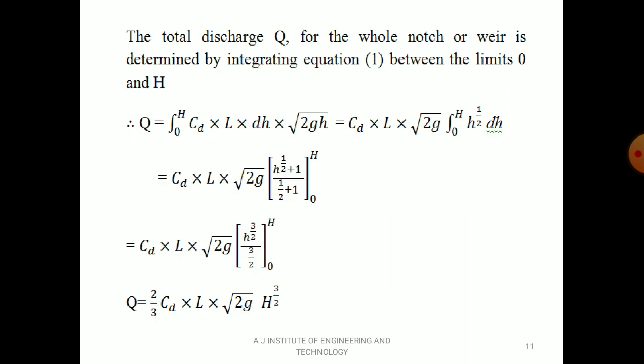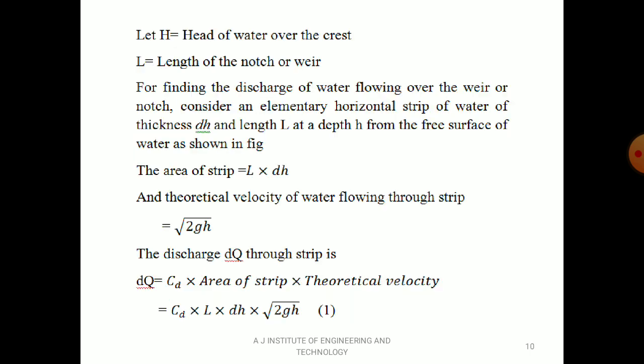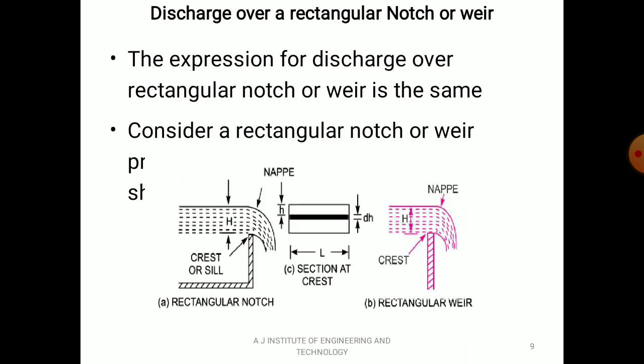Now the total discharge Q for the whole notch or weir is determined by integrating equation 1 between the limits 0 and H. So, in order to get the total discharge, we have to integrate between the limits 0 and H. That's a capital letter H. You can see the limit there is the head of water over the notch, over the weir, or the head of water flowing through the notch. Capital letter H is the head of water, and small letter h is the distance from the free surface of water to the horizontal strip.